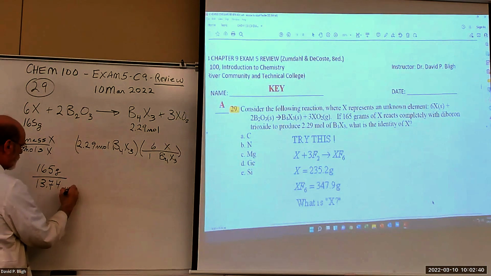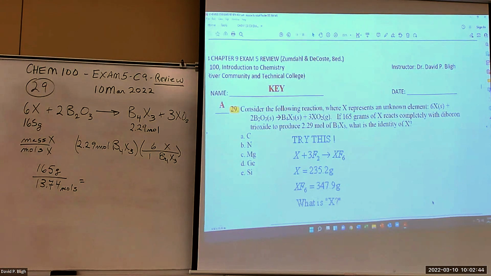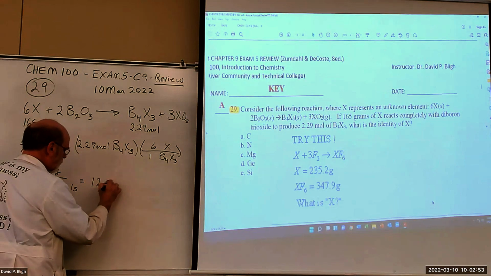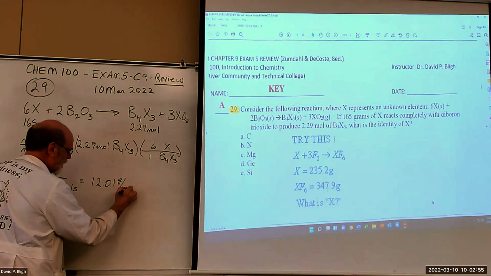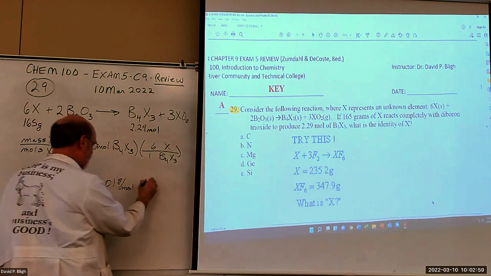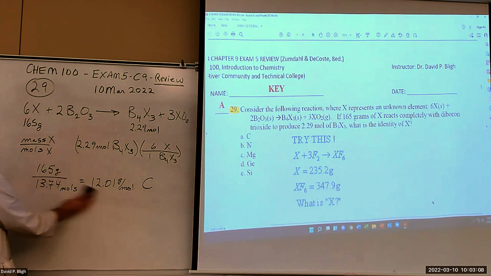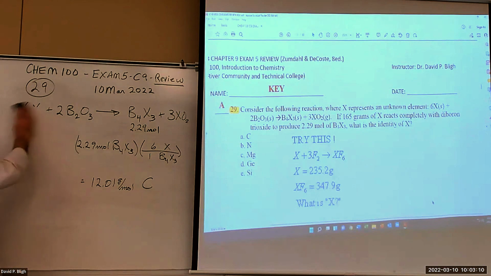74 moles will give us the molar mass of X. 0.65. Got that into it. So I got 12.01. Right. And we don't even have to look that one up. That's carbon. Yep. Okay. So that's the one that's labeled 29. I want to do that extra one.